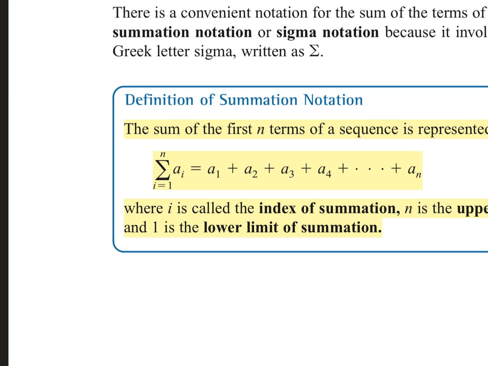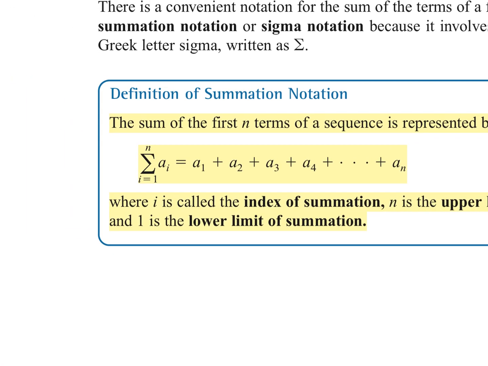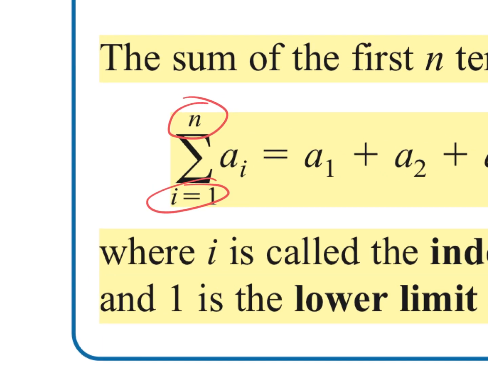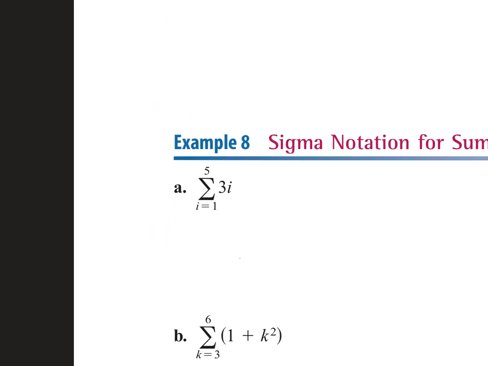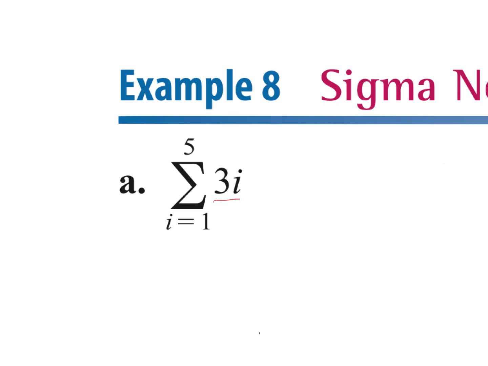The index of summation, n, is the upper limit of summation. Okay, this is the upper limit, and down here is the lower. What I want you guys to think of with that is start and stop. This is a super easy concept. Summation notation just means, hey, I want to know what all of these terms are, what the sum of it is when I add them all together.